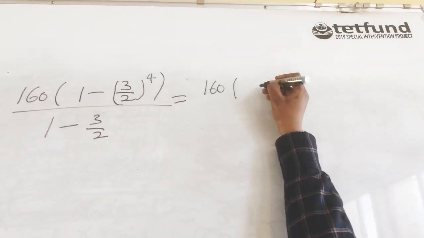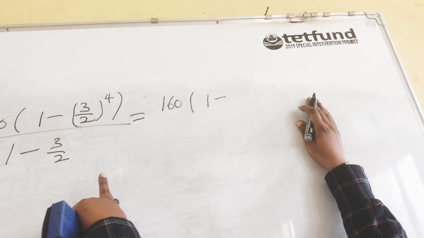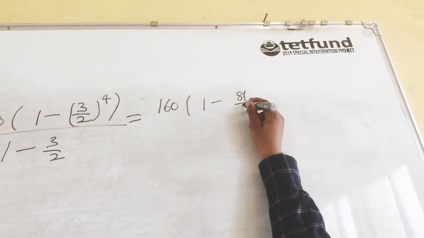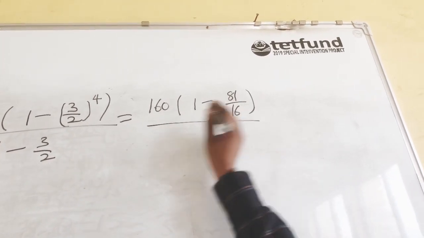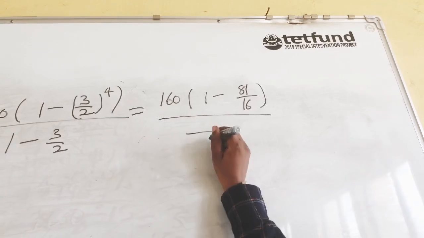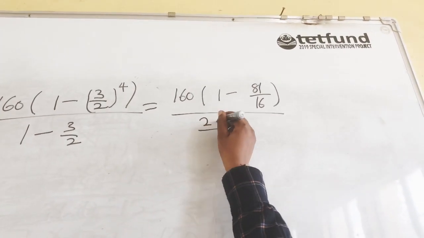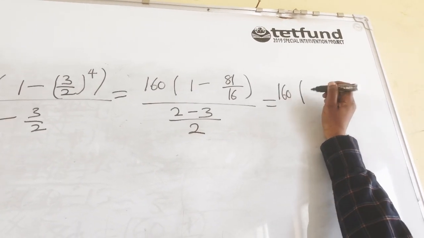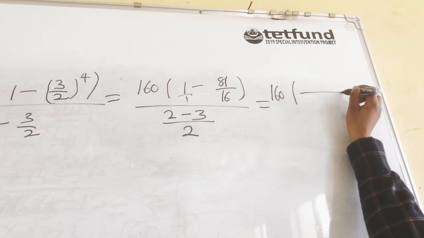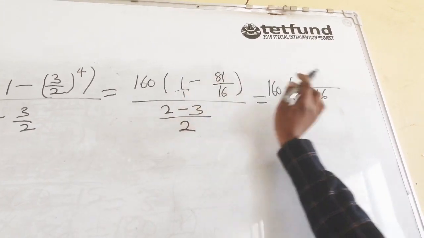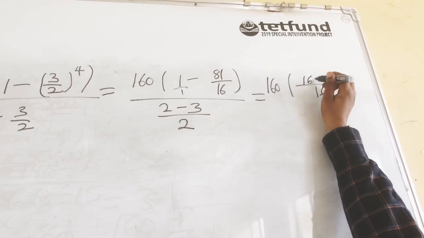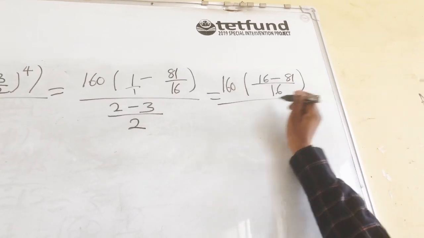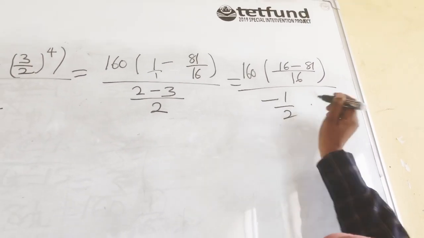So let's simplify. 160 into brackets 1 minus 3 raised to the power of 4, that is 81 over 2 raised to the power of 4, which is 16, everything over 1 minus 3 over 2. The denominator is 2 minus 3 over 2. So this is equal to 160 into brackets. The LCM is 16. So 16 times 1 is 16, minus 81, everything over minus 1 over 2.